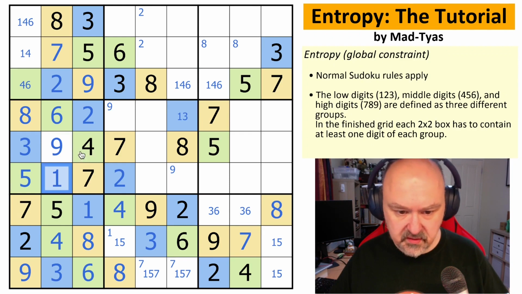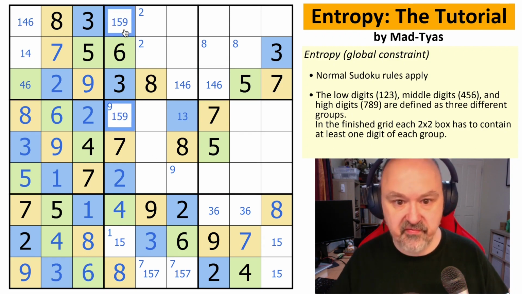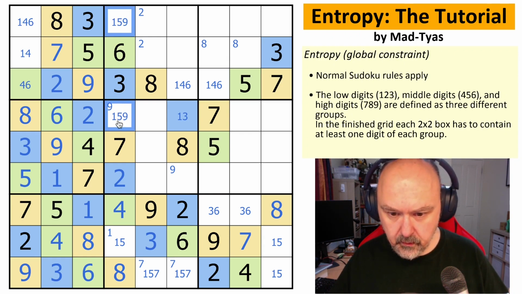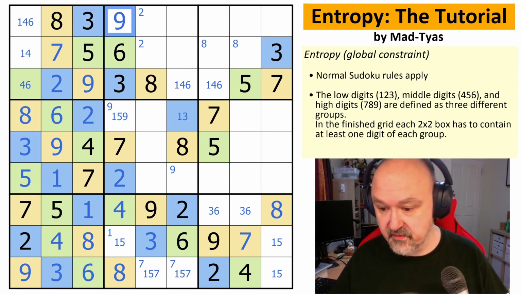This is a completely different way of looking at a grid. I am not used to this at all. That's not a complaint. That's just very cool. So I need a high digit in this 2x2. I'm not used to looking at grids in 2x2s. This is very, very unusual for me.